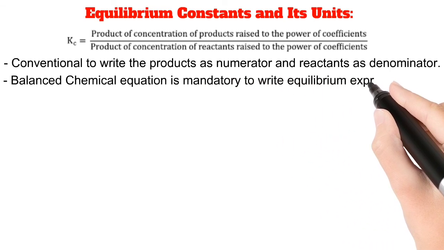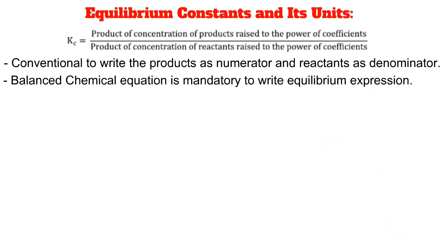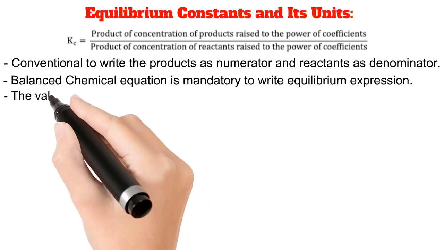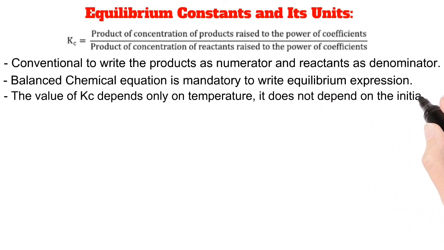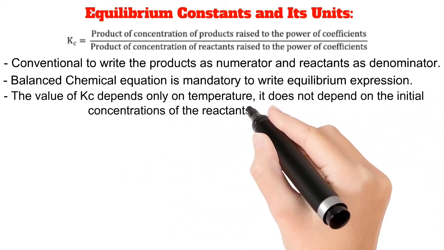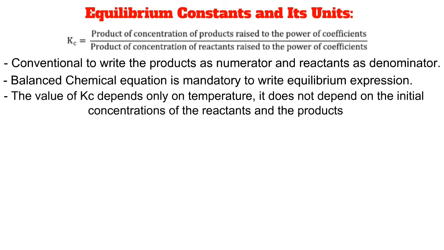To write an equilibrium constant, a balanced chemical equation is a mandatory condition. Until the chemical equation is balanced, you would not be able to write or give the correct expression for chemical equilibrium for that particular chemical reaction. The value of Kc depends on temperature. It does not depend on the initial concentration of reactants and products.